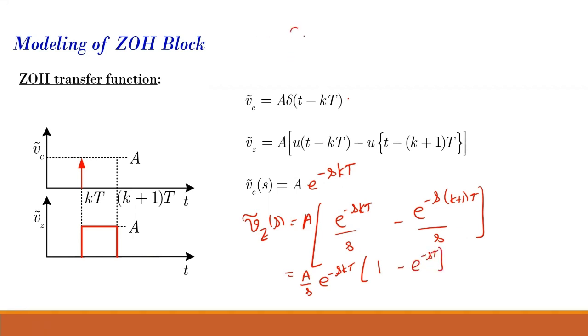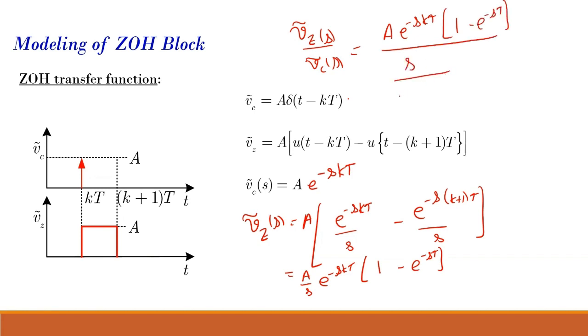So when I want to find the transfer function, I take Vz tilde of s upon Vc tilde of s. That will be equal to A e raised to minus s kT into 1 minus e raised to minus sT upon s, divided by A into e raised to minus s kT. So this and this get cancelled. So the effective transfer function is 1 minus e raised to minus sT upon s. This is how we find the transfer function of the zero order hold block.